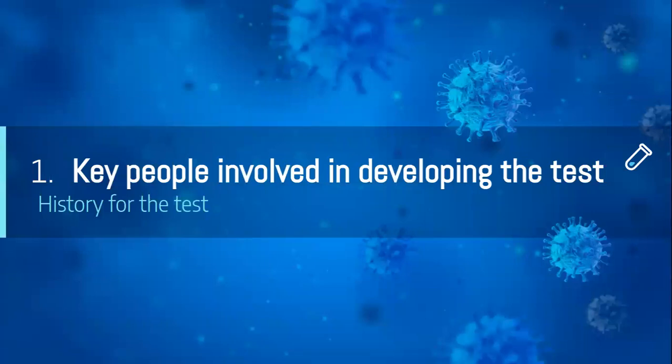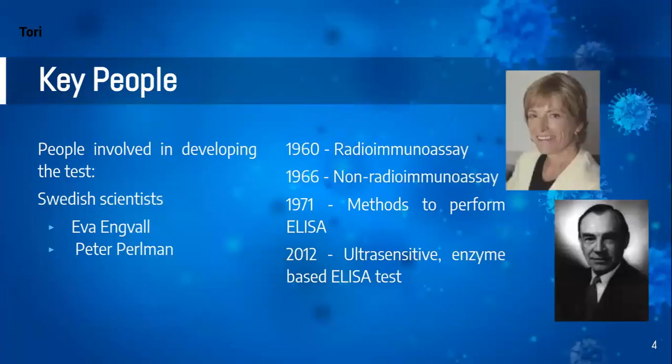So the key people involved in developing this test. There are two main people, and they're both Swedish scientists. The first is a woman, Eva Engvall, and the other is a man, Peter Perlmann. They were the two people involved in developing this test.